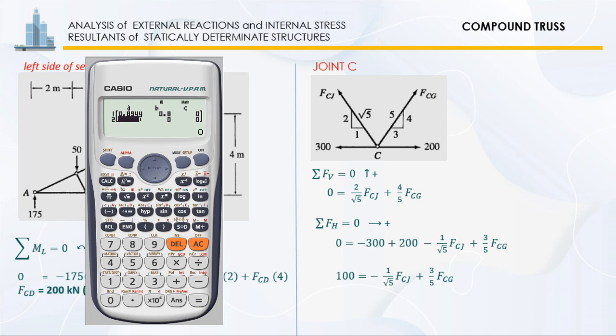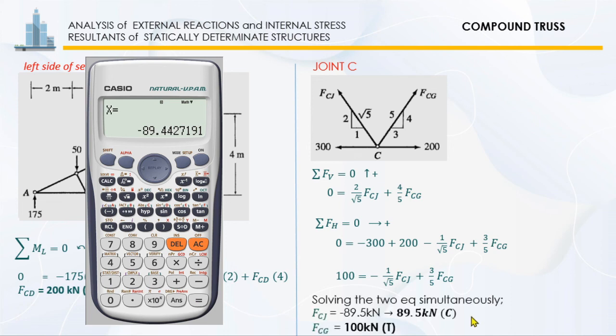Next equation na tayo, this one. Ang A natin is negative 1 over square root of 5, equals. Yung B natin ay 3 over 5, equals. Ang constant natin ay 100. Equals, then equals. So, ang X natin dito, class, ay negative 89.5 kilonewton.